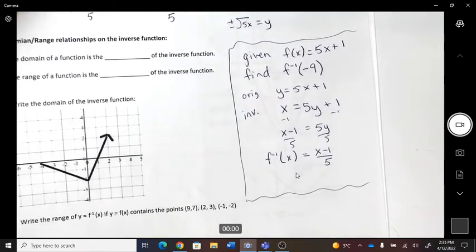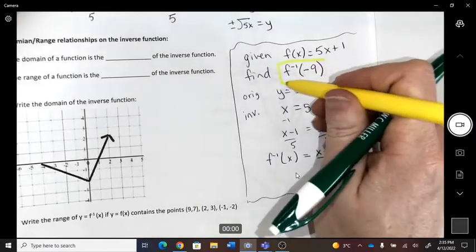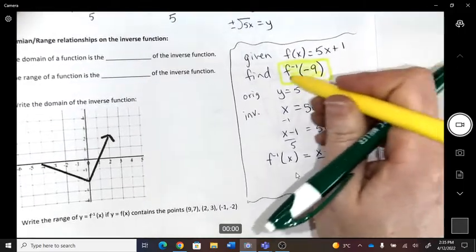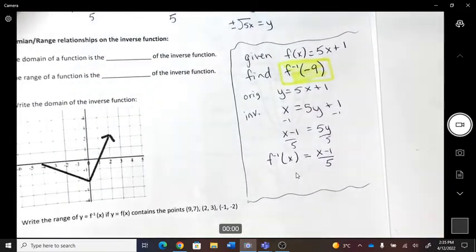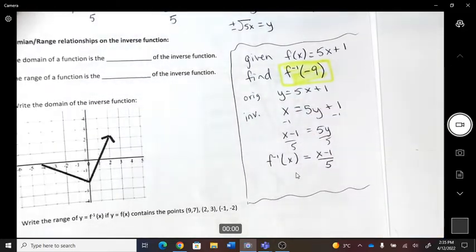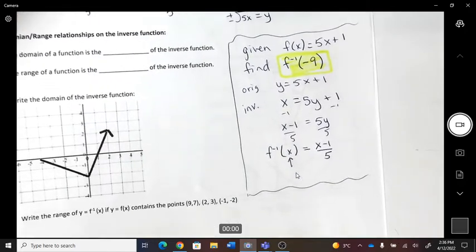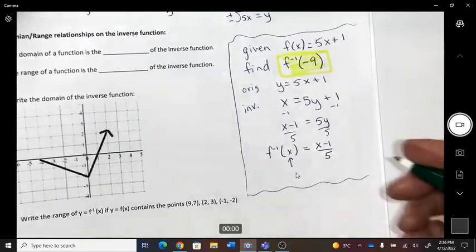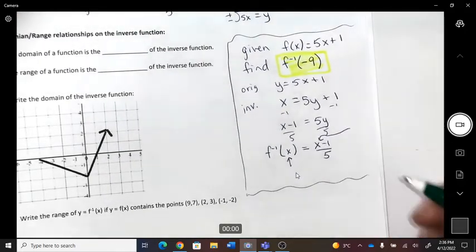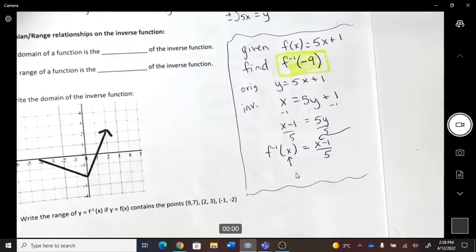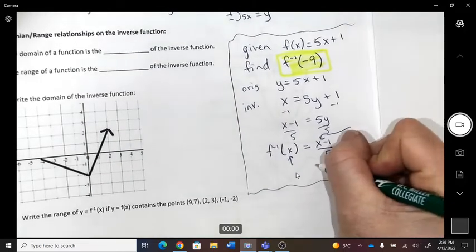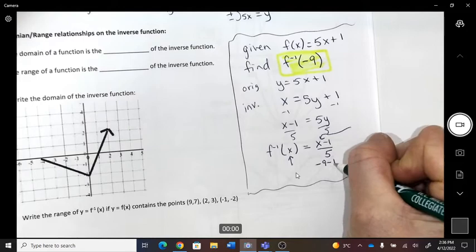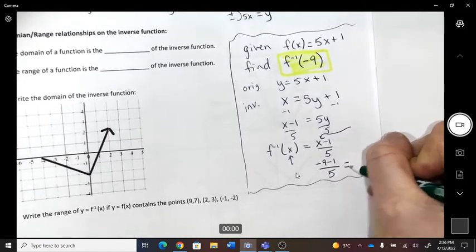Okay, what does this mean to you? You learned this stuff in grade 10, but what does this mean to you? When you have a -9 in the brackets like that, it means to input -9. So input a -9. So what is -9 minus 1 over 5?